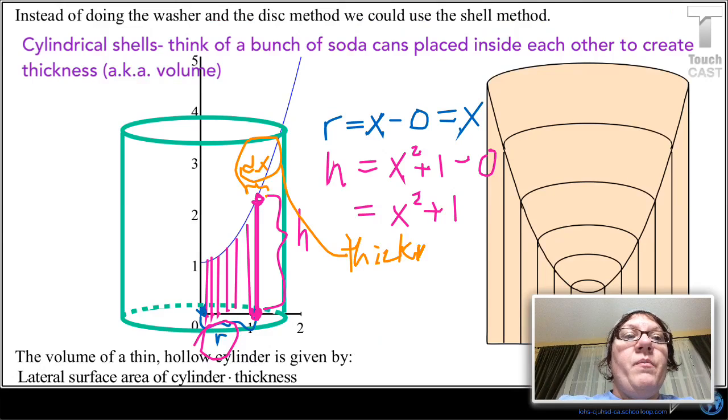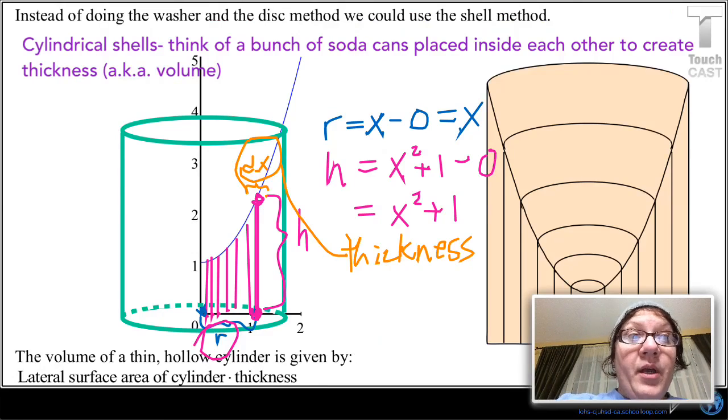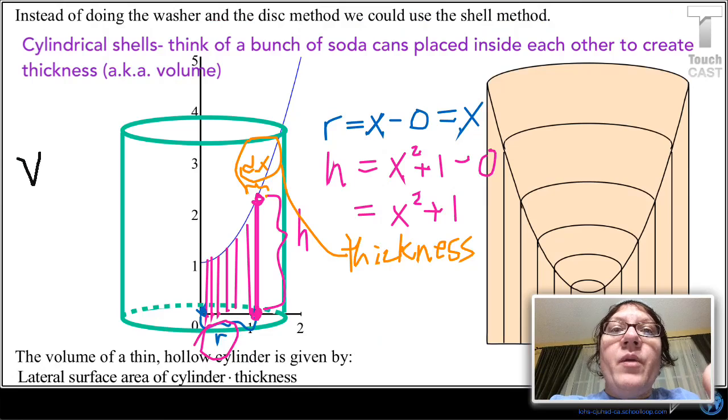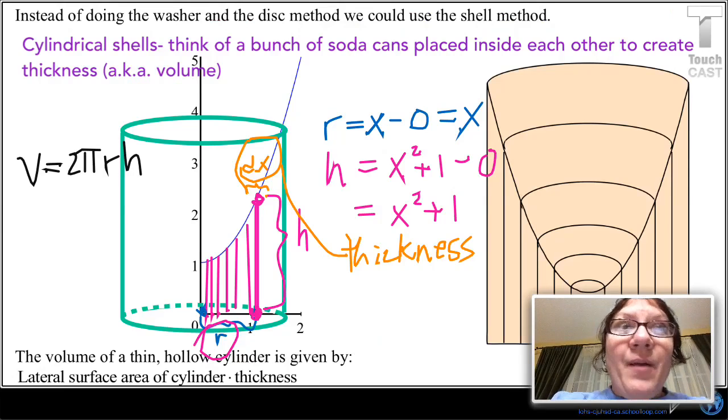If you imagine I'm taking all of these soda cans and lining them inside each other, then when I open them up, I'm really just looking at the surface area of a cylinder. If you remember all the way back to geometry, I'm sure you do, the surface area formula for a cylinder was 2 pi r h. And I'm going to take a whole bunch of those, which means I'll have to integrate in order to add up all of their surface areas.